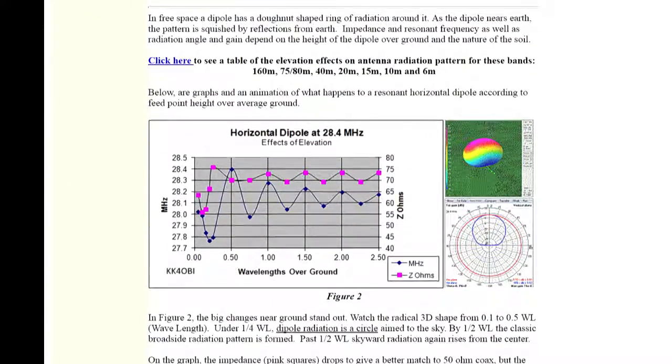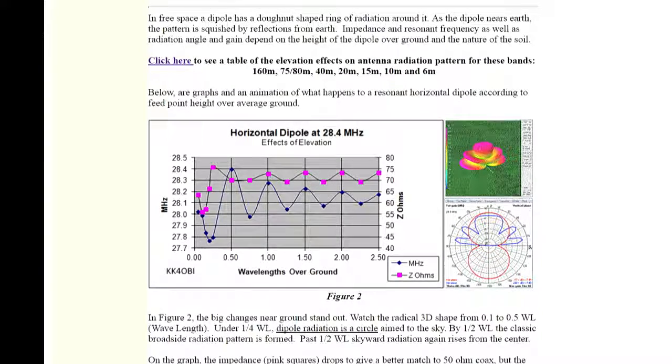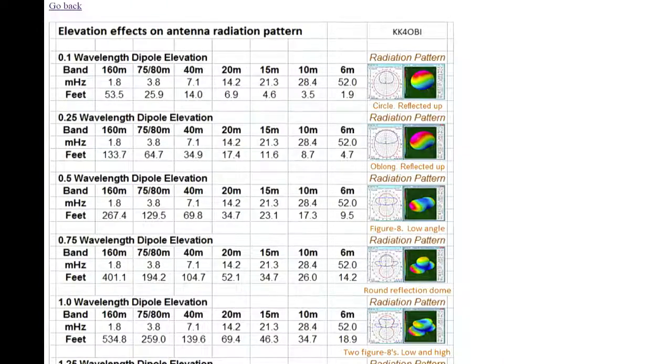Okay, stop there. Now, where it says click here is to see a table of elevation effects on antenna radiation patterns for these bands, 160, 75, 40, 20. You click on that. There you go. You need to slide over a little bit.